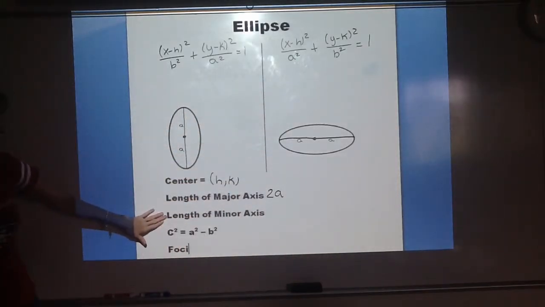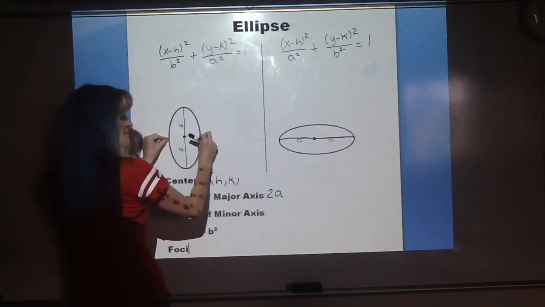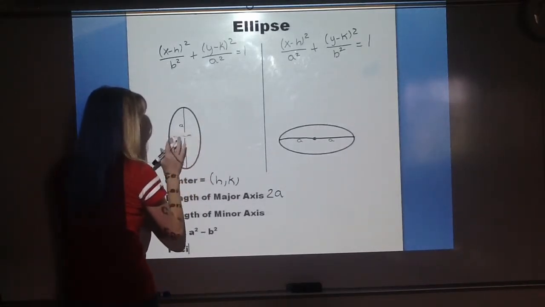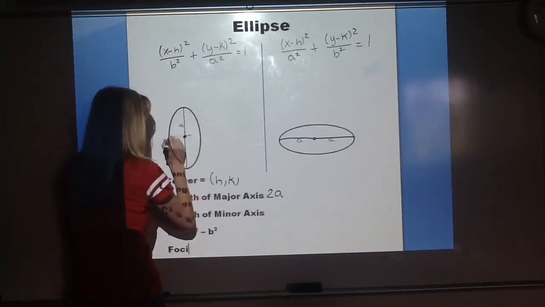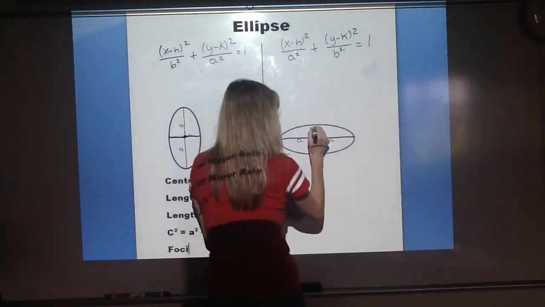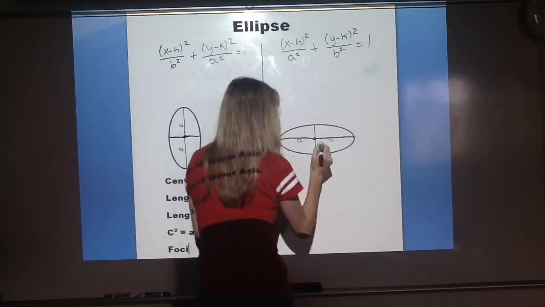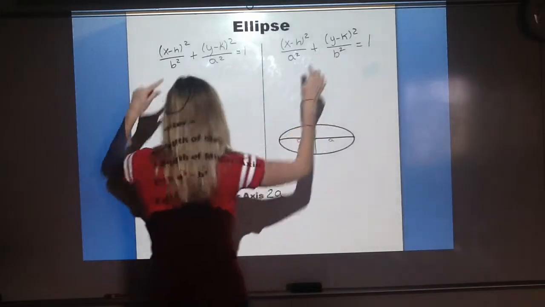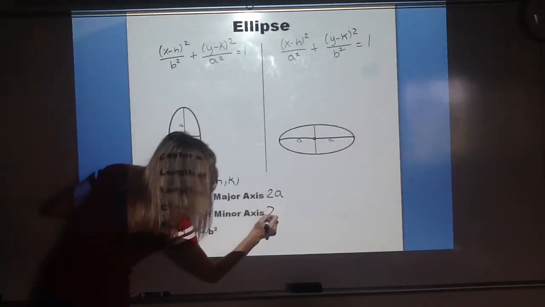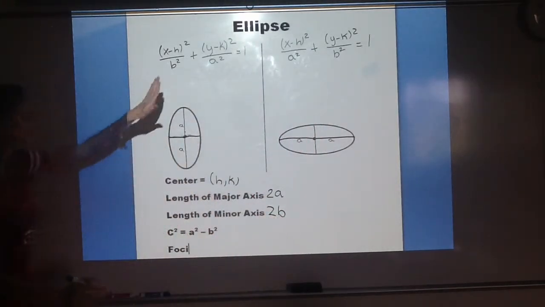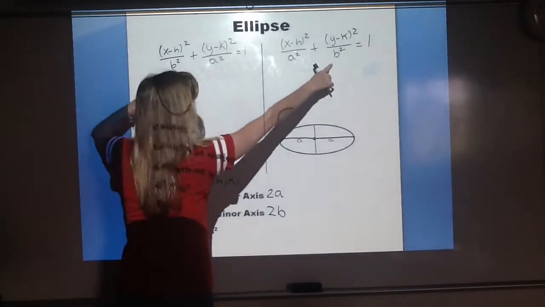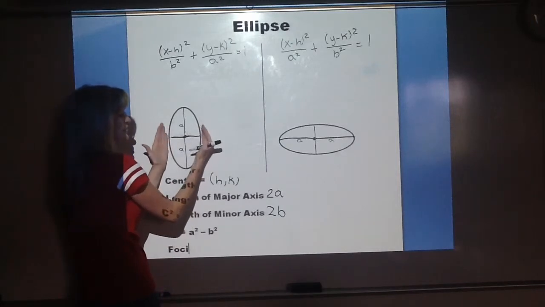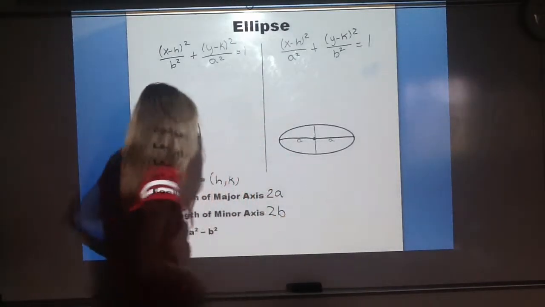The length of the minor axis, that's the short distance from edge to edge through the center. And the minor axis is determined by the smaller denominator. So the minor axis is 2b. So I'm going to take the square root of the smaller denominator and multiply it by 2, and that gives me this distance, the shorter distance through the center.